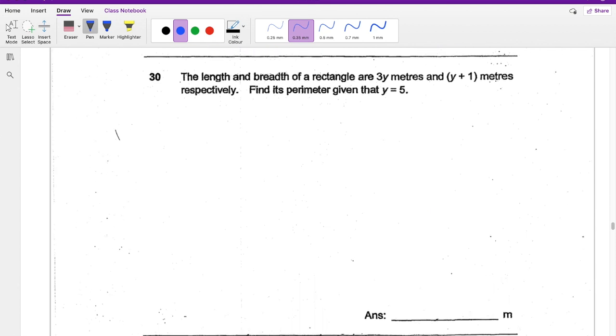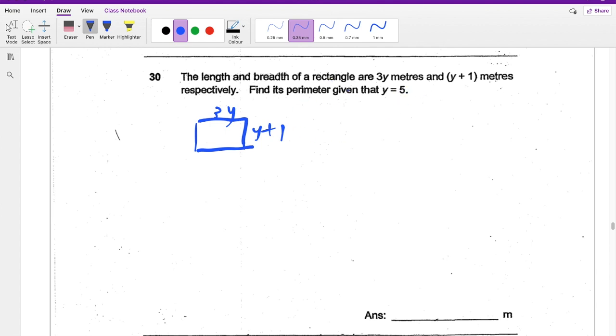Question 30. The length and breadth of a rectangle are 3y and y plus 1 meters respectively. 3y, y plus 1. Find the perimeter given by y, given that y equals 5.